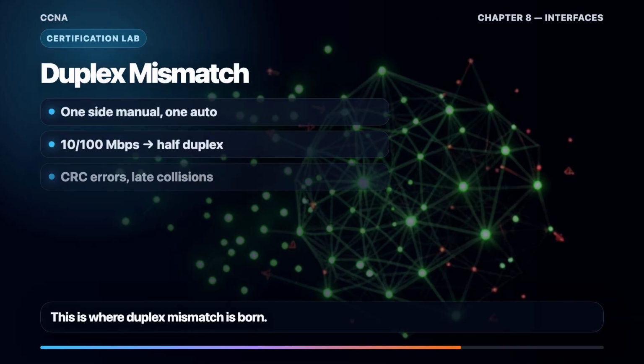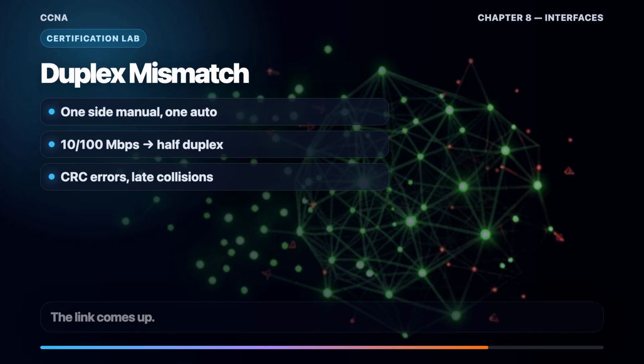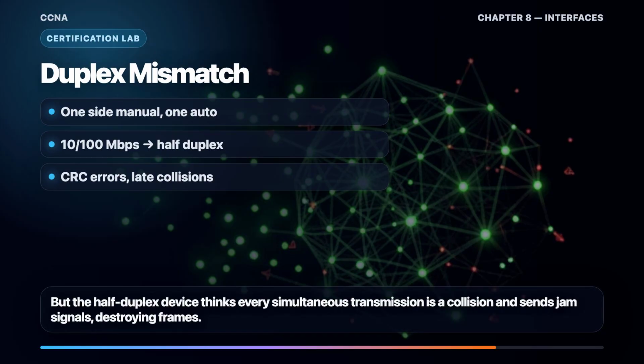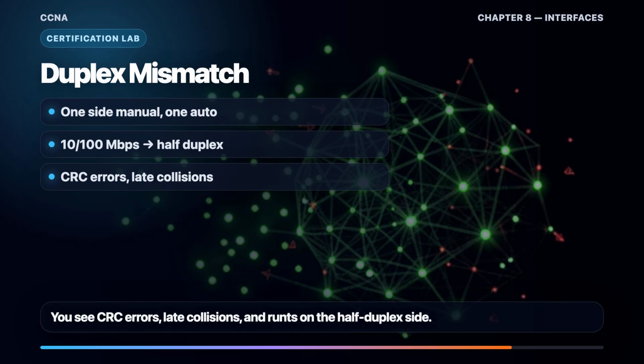This is where duplex mismatch is born. One side is configured full duplex at 100 megabits per second. The other side is auto-negotiating. It senses the 100 megabit speed correctly, but defaults to half duplex. The link comes up. Both lights are green. But the half duplex device thinks every simultaneous transmission is a collision and sends jam signals, destroying frames. You see CRC errors, late collisions, and runts on the half-duplex side.